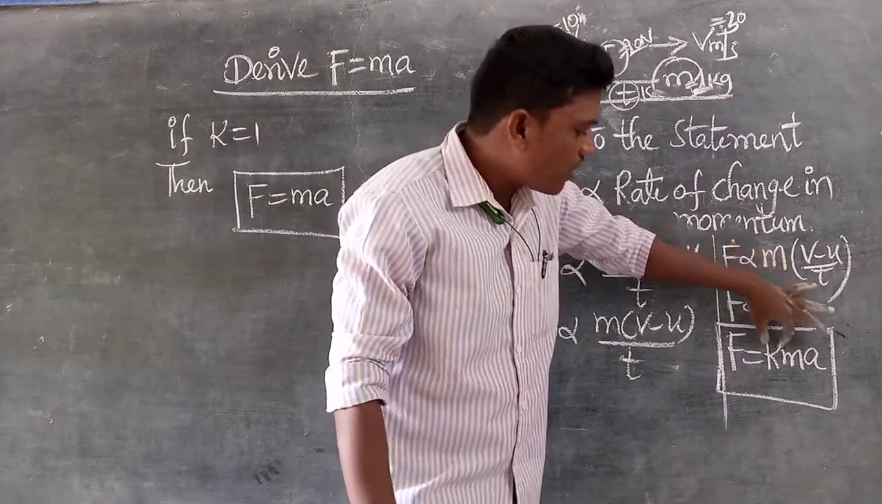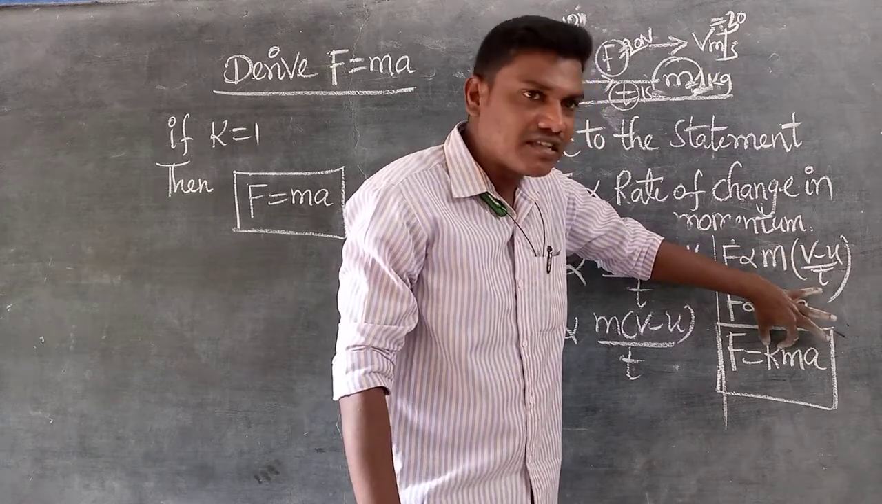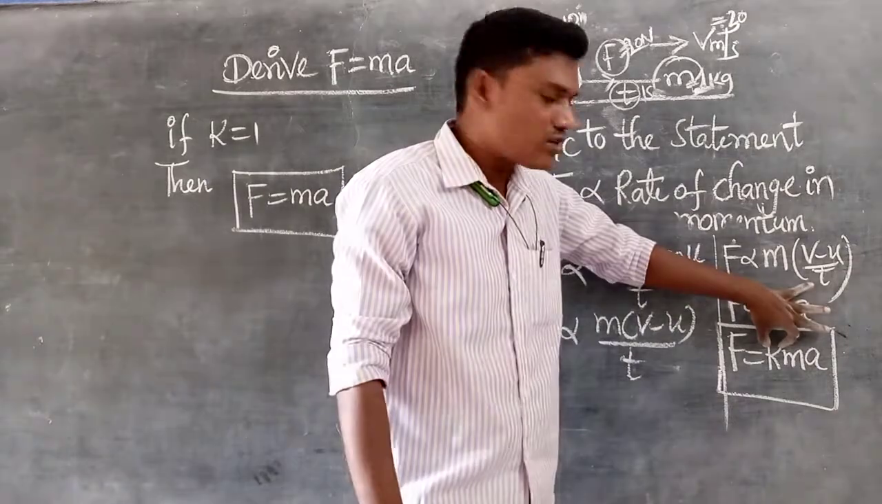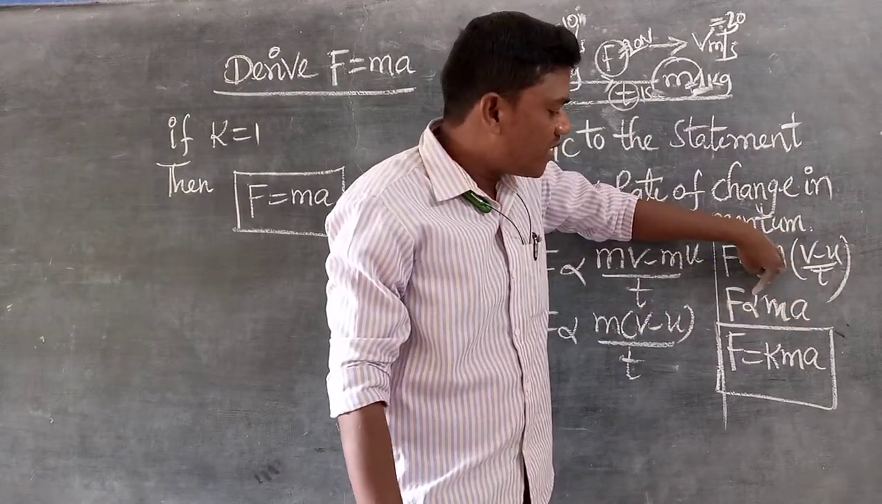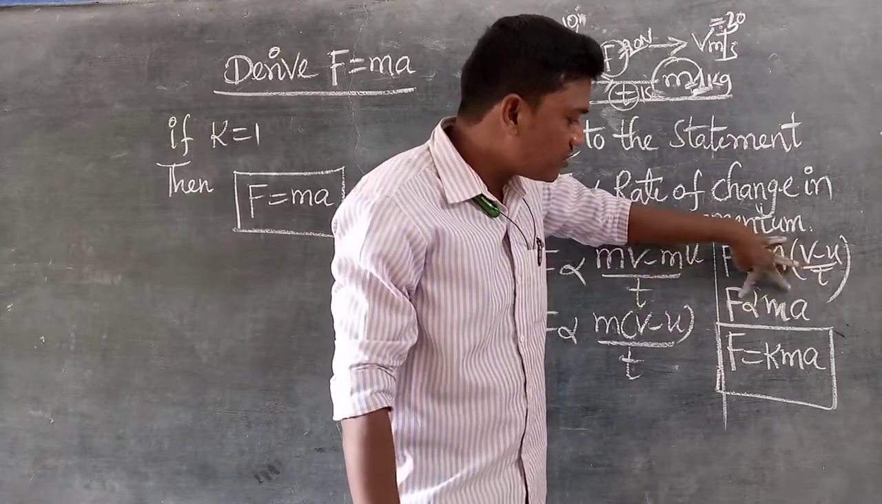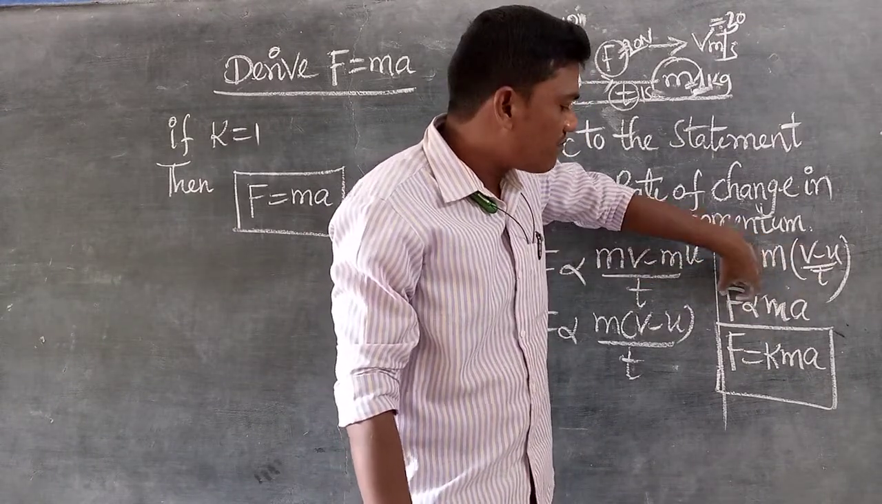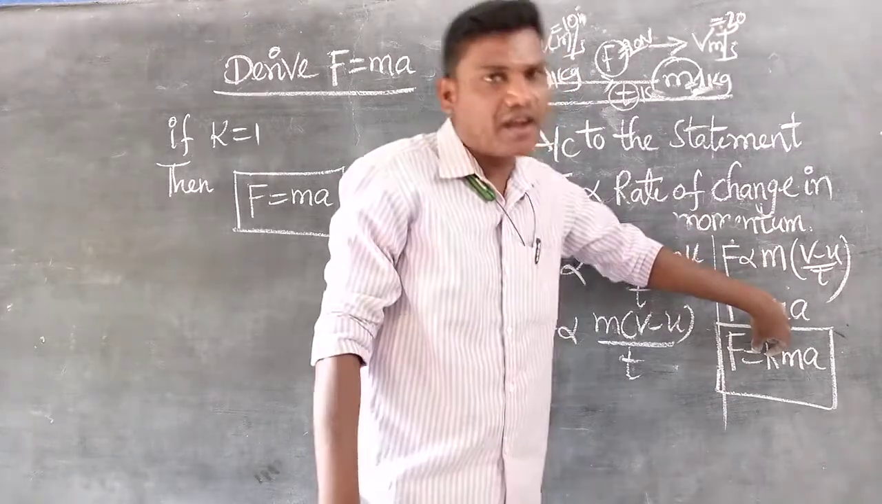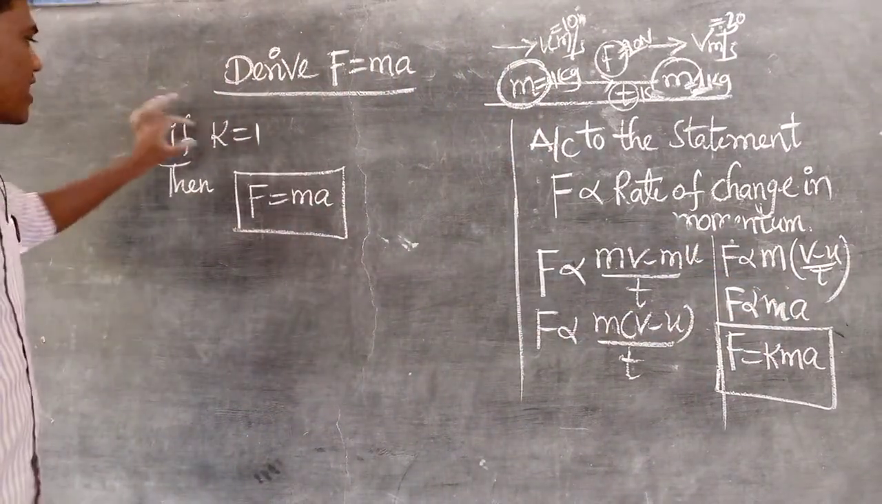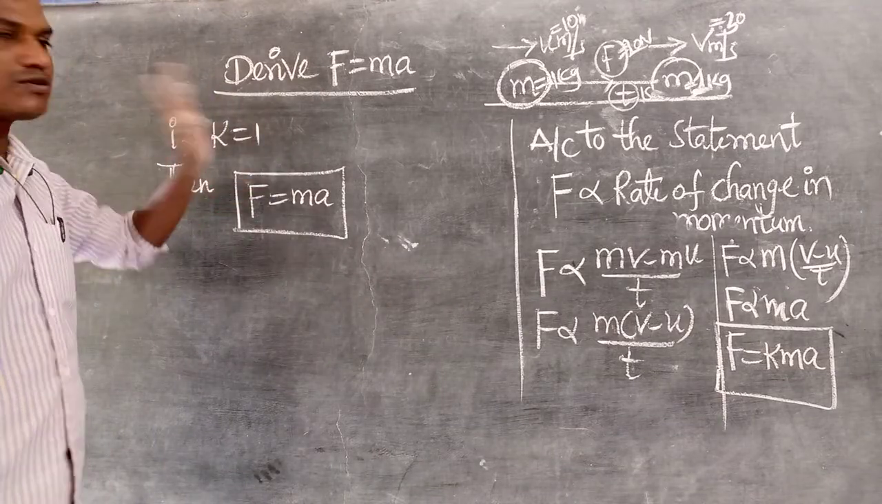Why should we take the k? Here k is the proportionality constant, or force constant. If we eliminate the directly proportional symbol and introduce the equal symbol between these two terms, between the left hand and right hand side, we must take one constant value. That's why we take the k. If k is equal to 1, then F is equal to ma.